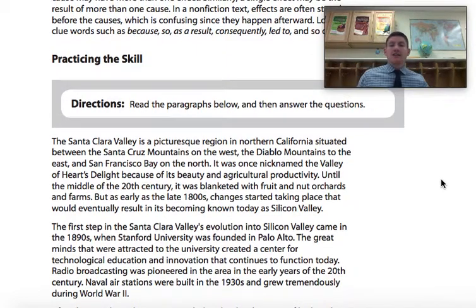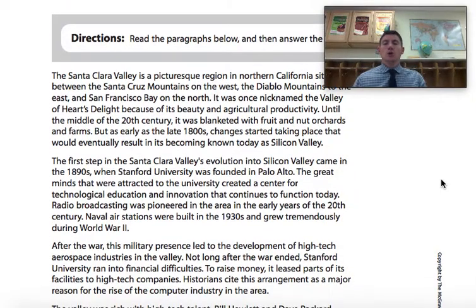The Santa Clara Valley is a picturesque region in Northern California situated between the Santa Cruz Mountains on the west, the Diablo Mountains on the east, and the San Francisco Bay to the north. It was once nicknamed the Valley of Heart's Delight because of its beauty and agricultural productivity. Until the middle of the 20th century, it was blanketed with fruit, nut, and orchards and farms. But as early as the 1800s, changes started taking place that would eventually result in this becoming known today as Silicon Valley. The first step in the Santa Clara Valley's evolution into Silicon Valley came in the 1890s when Stanford University was founded in Palo Alto, California.